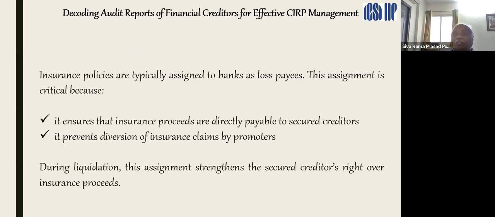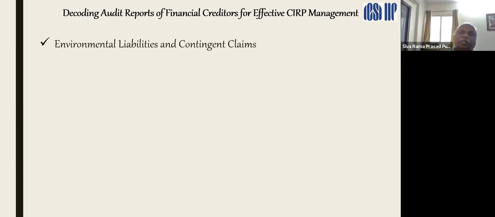Insurance policies are typically assigned to the banks as loss payee. This assignment is critical because it ensures the insurance proceeds are directly payable to the secured creditors. It prevents the diversion of insurance claims by the promoters. During liquidation, this assignment strengthens the secured creditors' right over the insurance proceeds. So here it is better that the assignment is to be removed.